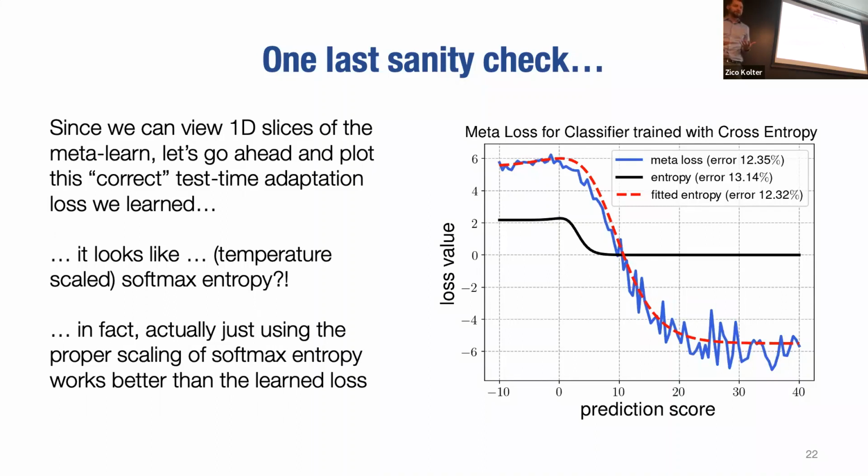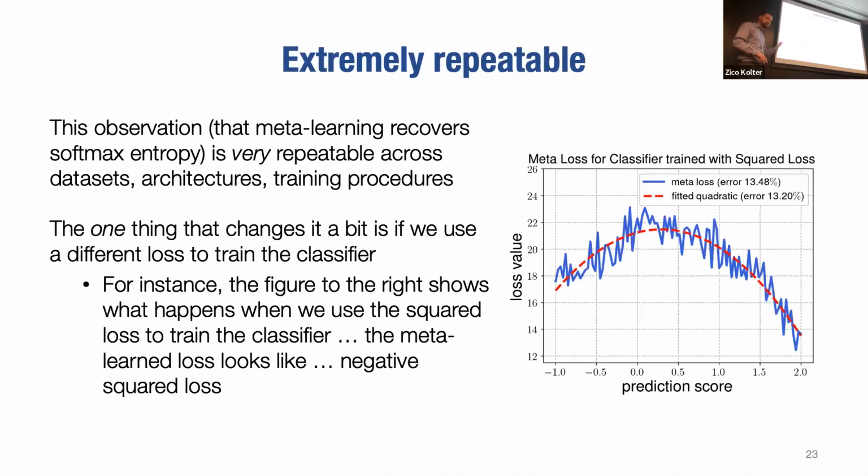And this is incredibly repeatable. Different architectures, different optimizers, different everything, you kept getting this effect. The one thing we could do to change this function is to change the loss that we train our network with. If we trained our network with squared loss, still a binary classification problem, you get an upside-down quadratic as your best meta-learned function to optimize. That's the only thing you can do to change this. It's a different loss function.